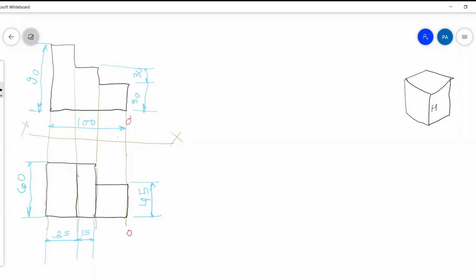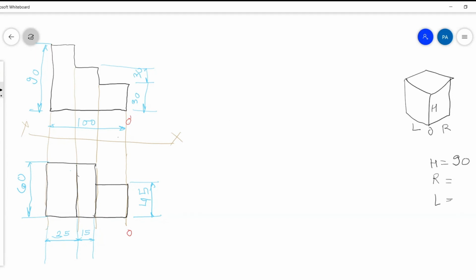So this will be what? H. This is O, this is right side, and this is left side. So I will write H is equal to how much? Can anyone tell me? 90. Okay, H is 90.